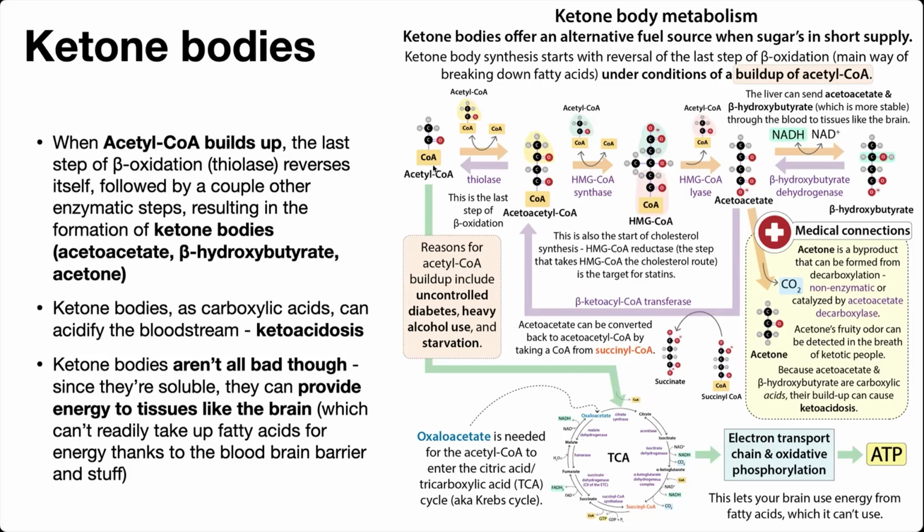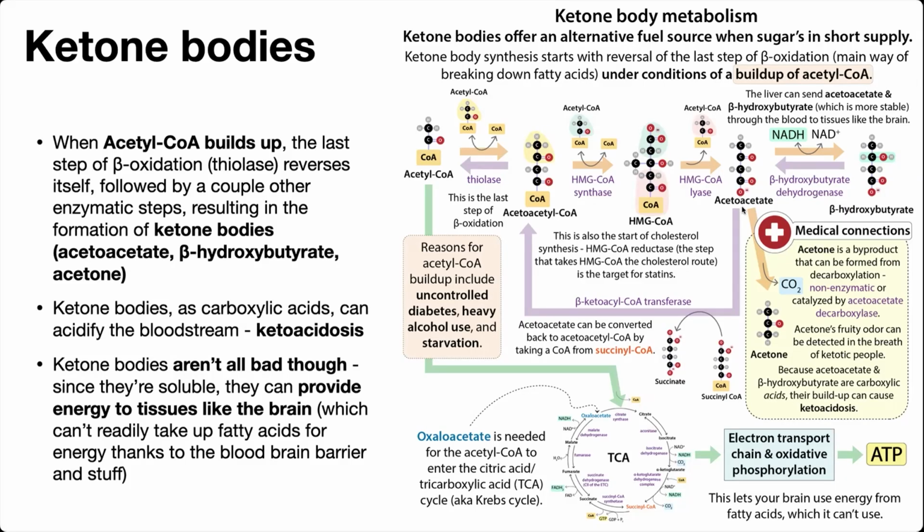If you don't, what's going to happen is that you're going to build up acetyl-CoA. The built-up acetyl-CoA is actually going to join together with another acetyl-CoA. And so that last step of beta oxidation, that thiolase step, is actually going to reverse itself. We end up with acetoacetyl-CoA, which can be transformed into acetoacetate, which is one of our ketone bodies.